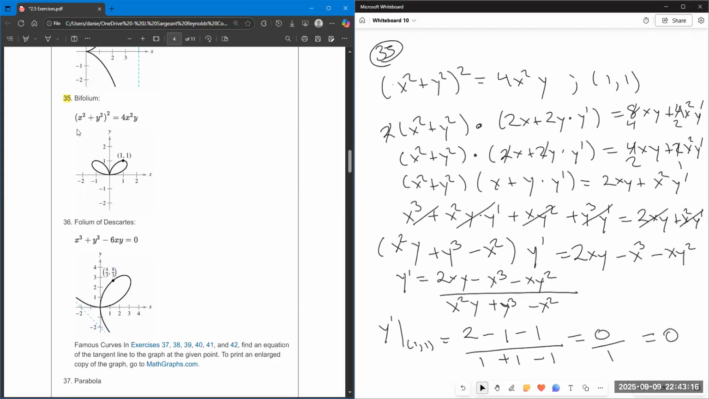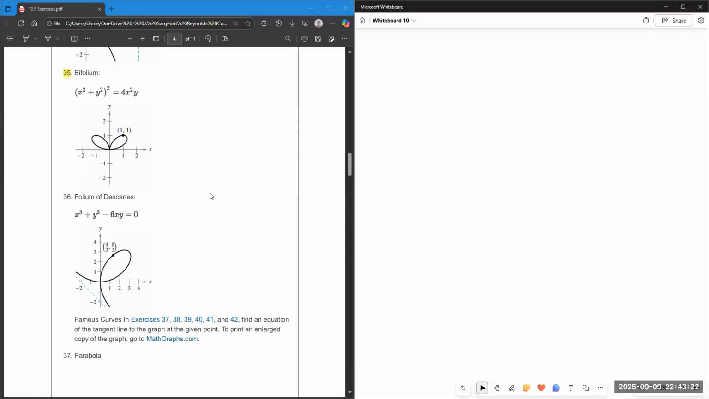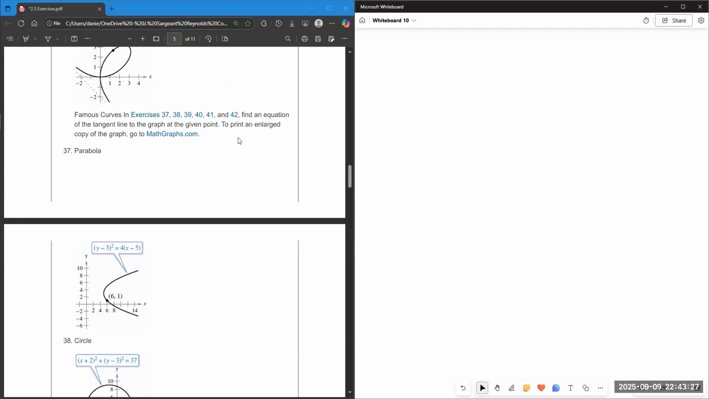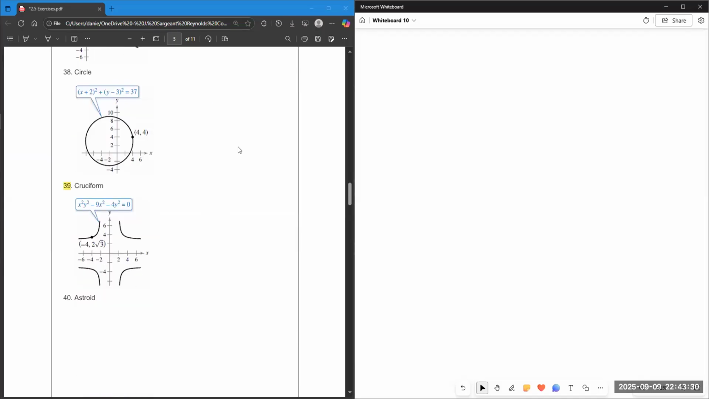Let's look now at number 39. 39 is a little different because not only are we told to find the slope, but we're told to find the tangent line at the given point. So 39 says x squared y squared minus 9x squared minus 4y squared equals 0. So we're told that the point of interest here is (-4, 2√3).